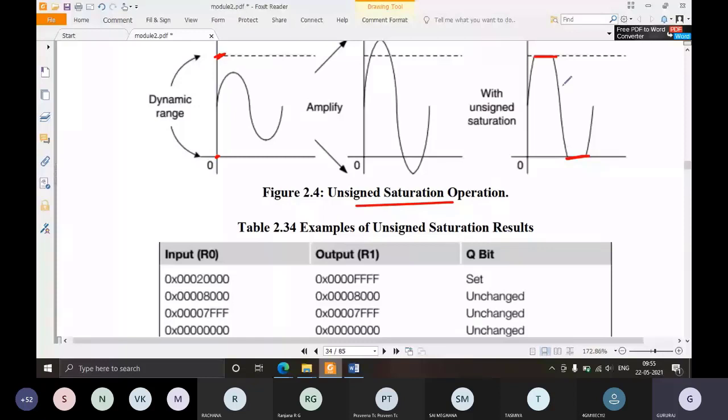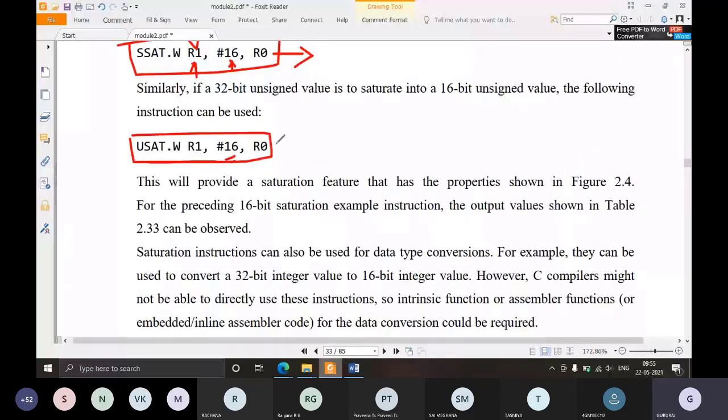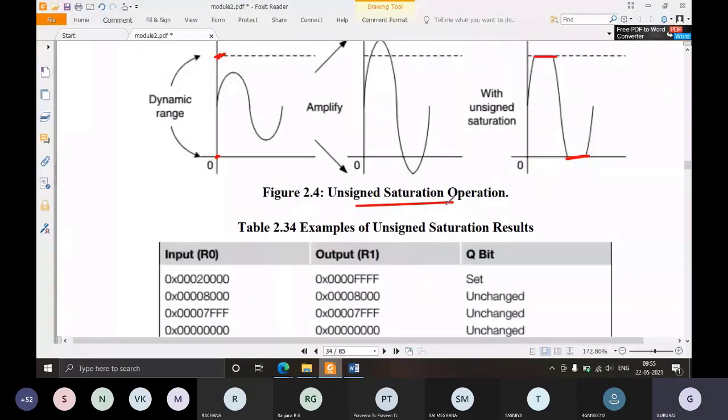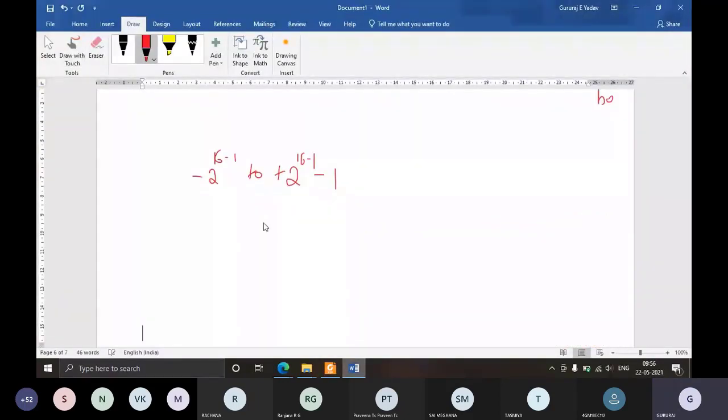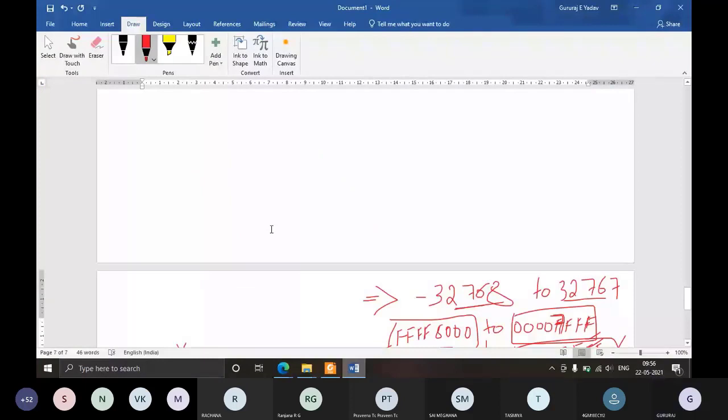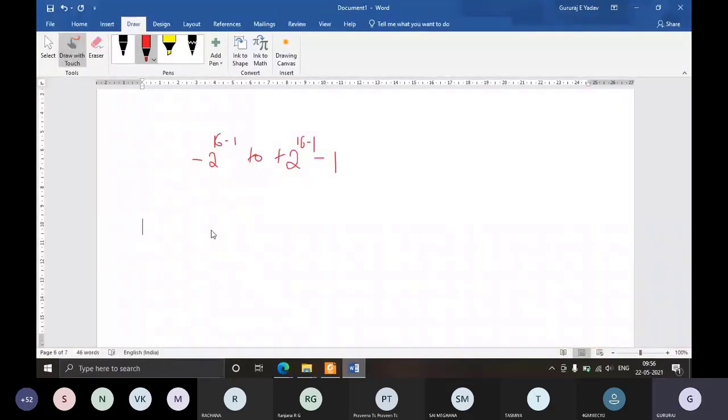So now we'll discuss this unsigned saturation. What you are trying to do here is there is a value in R0, and you are trying to saturate that value, as an unsigned saturation, to 16 bits, and store the result in R1. For calculation of this operation, again we have to find out the range. What is the maximum range that we can represent using 16 bits, in unsigned representation?